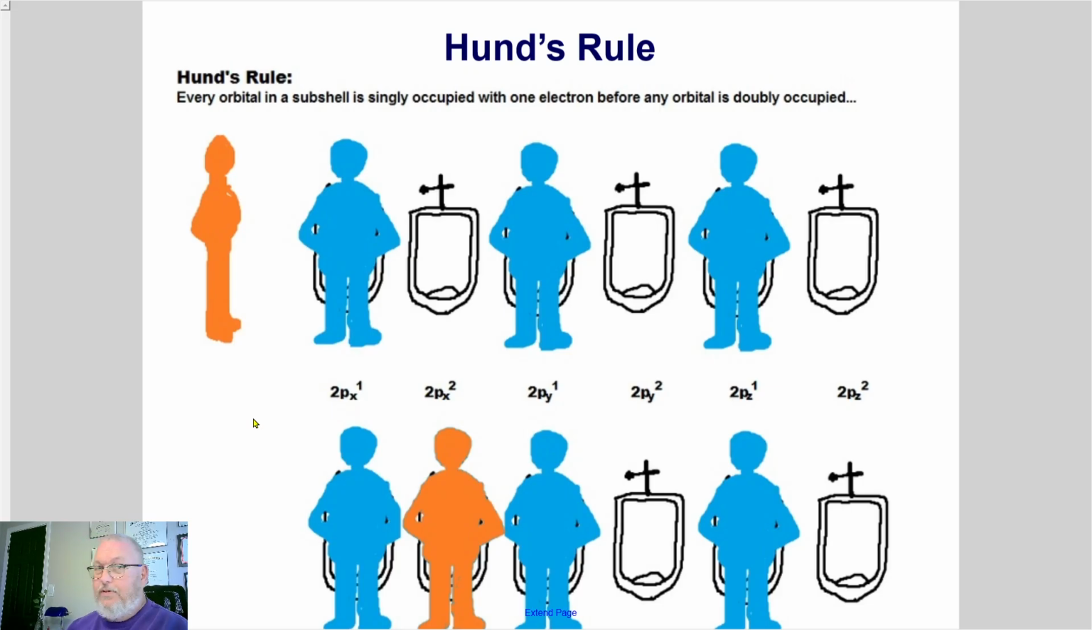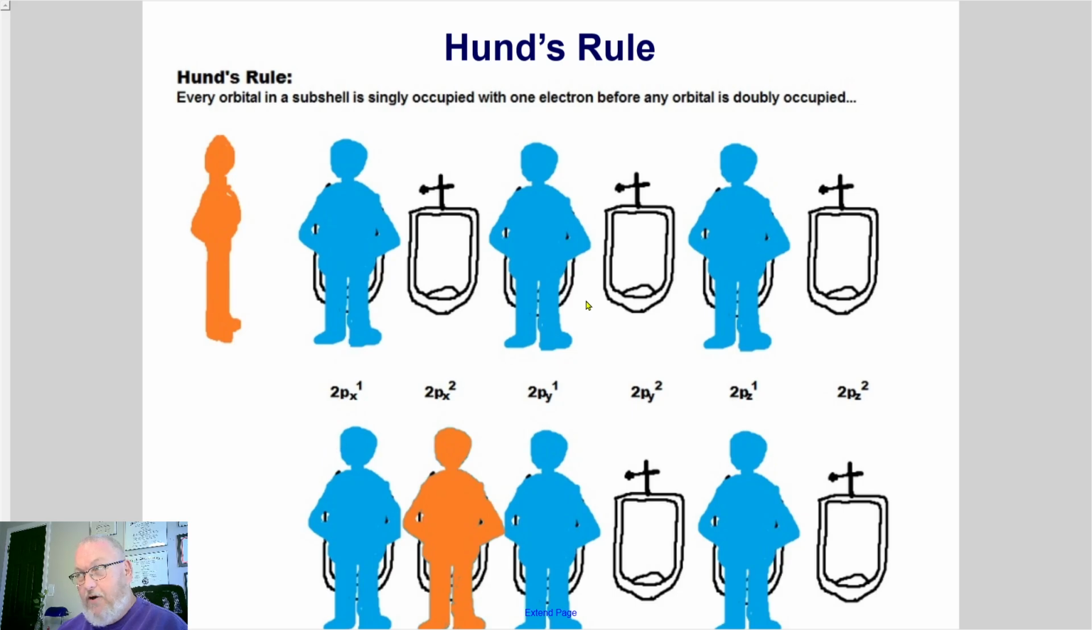Hund's rule. We're at an all boys school, so we can definitely understand this. Think about it: if you're in the bathroom at the urinal line, there are certain rules, right, guys? You're not going to go right next to someone. If you're the only one there and somebody else comes in, they're going to go further down the urinal. This is what we do.